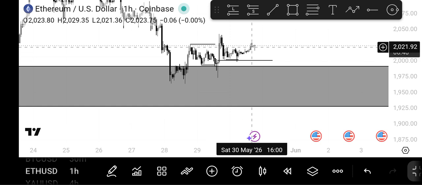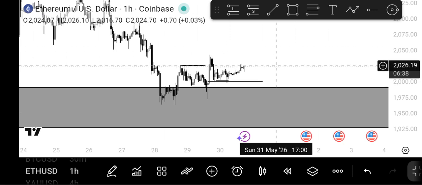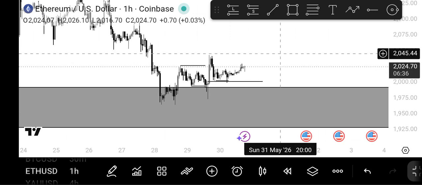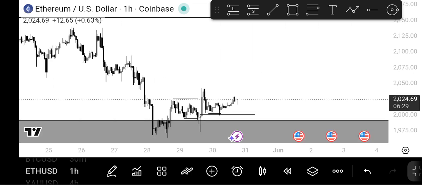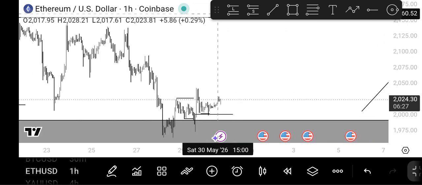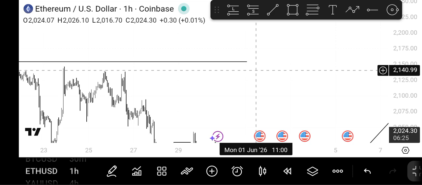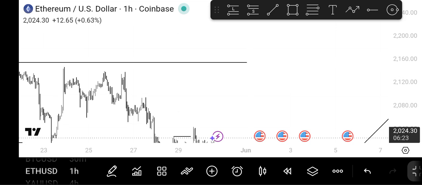So I'll be waiting to see another clear break of structure, sweep of liquidity and inducement or internal liquidity before buying this pair, at least to this place. That is what I'm expecting.